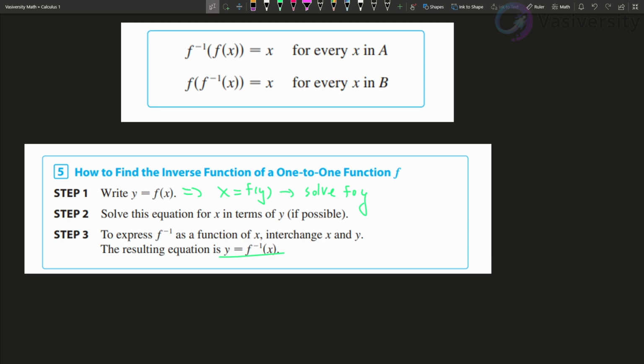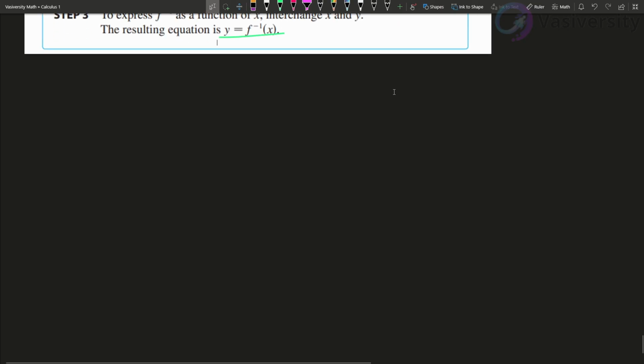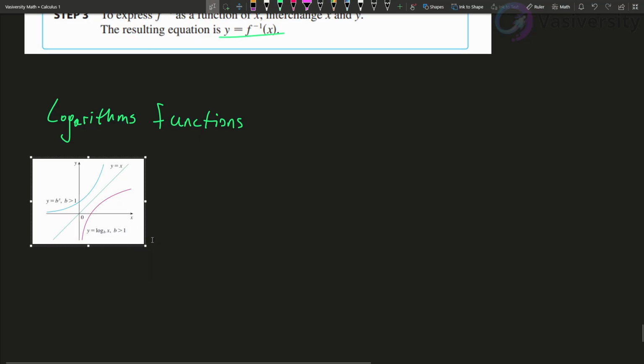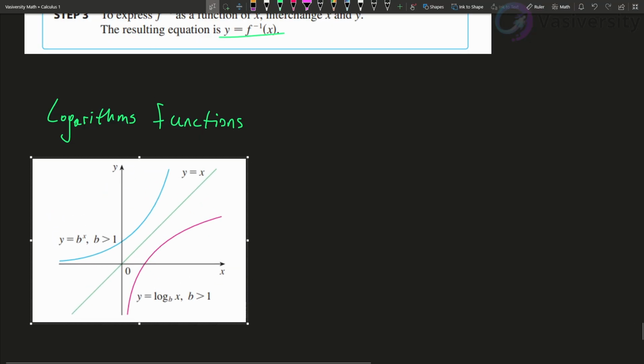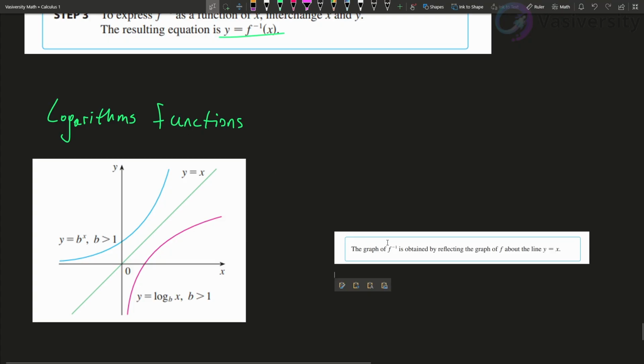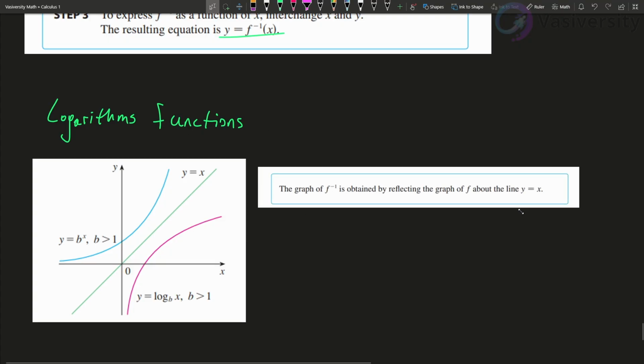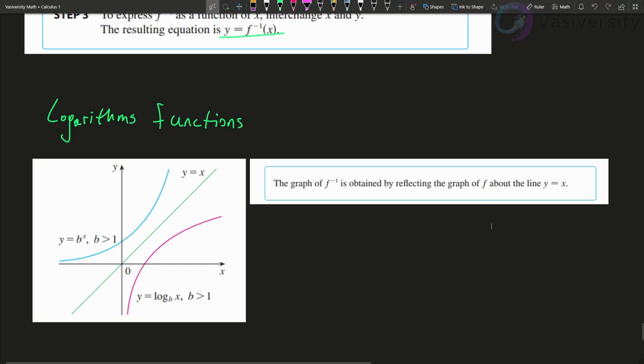All right. One of the most common inverse functions, the inverse of the exponentials, is going to be the logarithm. Logarithms are the inverse of the exponential. Again, we had a drawing of the logarithm. Here is an exponential function, b to the x, and here is the inverse, which is a logarithm function. In order for us to find the inverse, we have to reflect the graph of f about the line y equal to x.